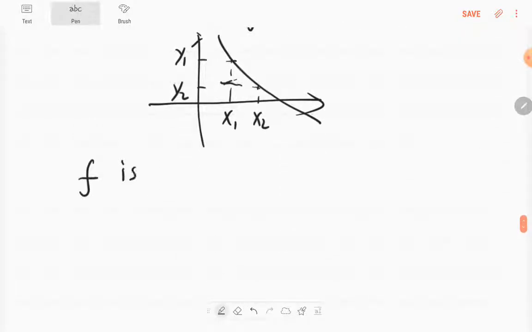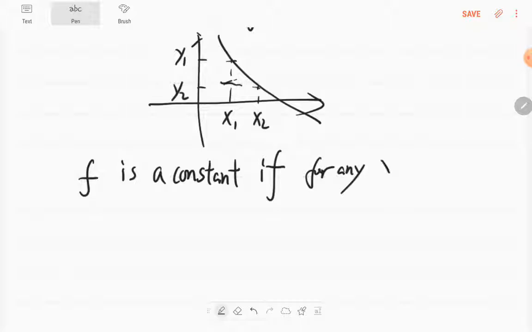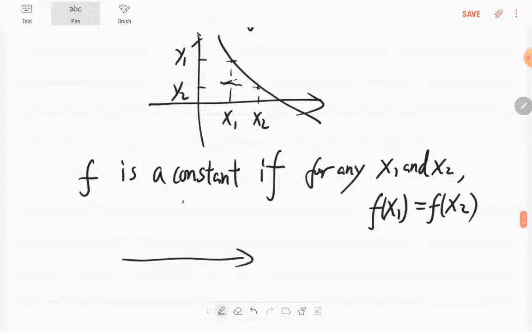F is a constant function if for any two values x1 and x2, f of x1 is always f of x2. So the graph is just a horizontal line. For arbitrary x1 and arbitrary x2, no matter what the x1, x2 are, they have the same y value, which is a horizontal line.